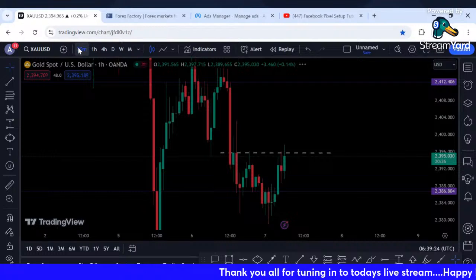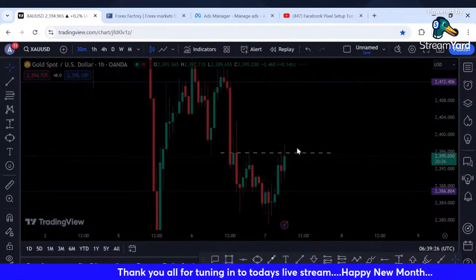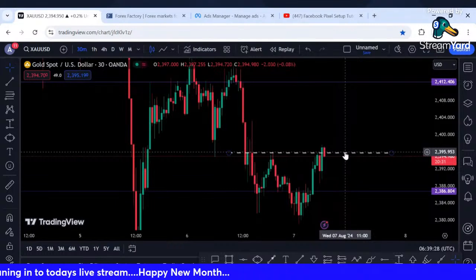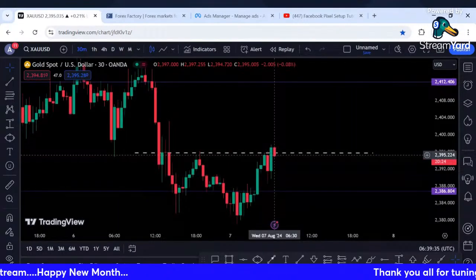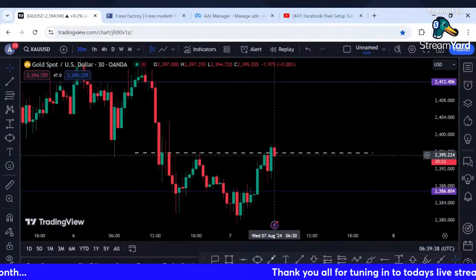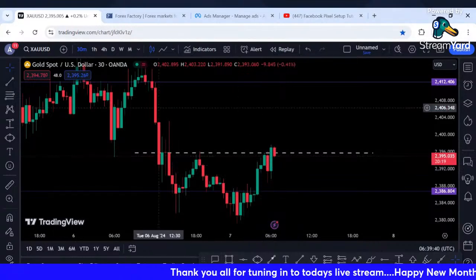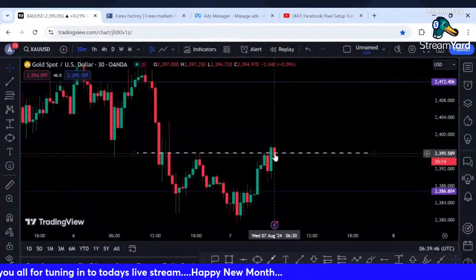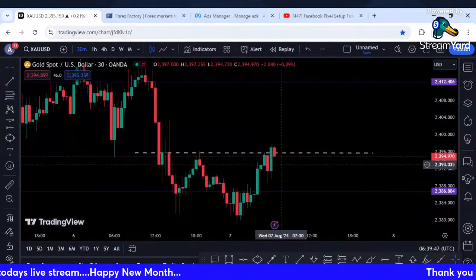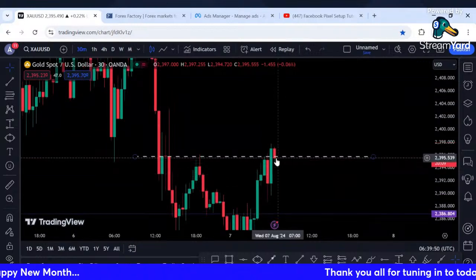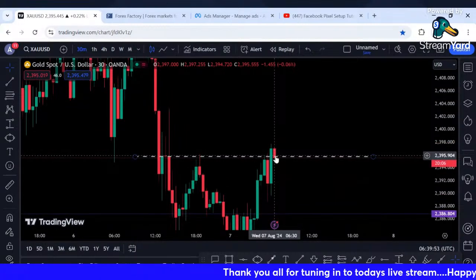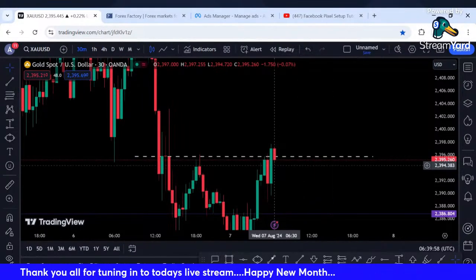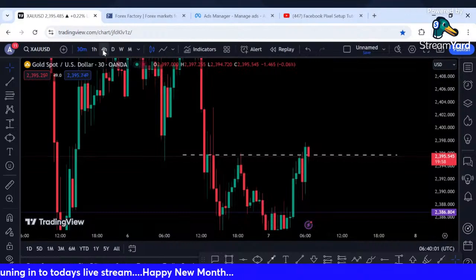If you move to the 30-minute time frame, you see this is 30 minutes. It opens around 6:30, if you can see the time beneath. The 6:30 simply means it opens around 6:30 and it will close around 7 o'clock. So that's how it works.